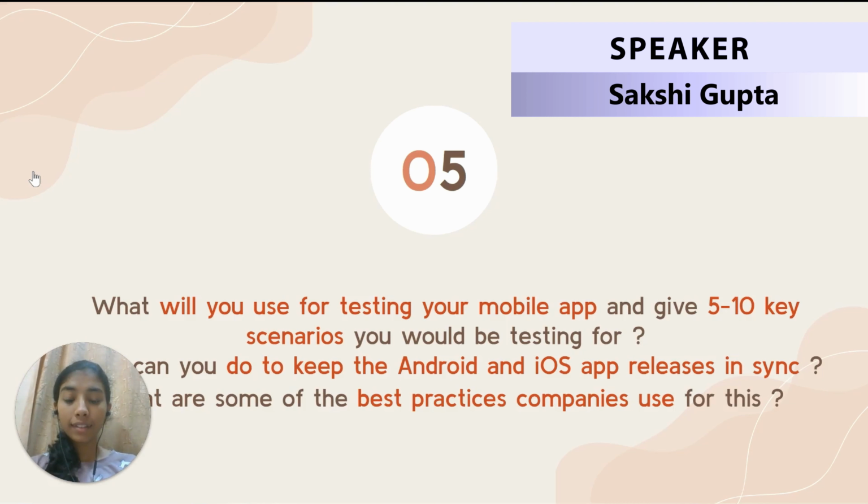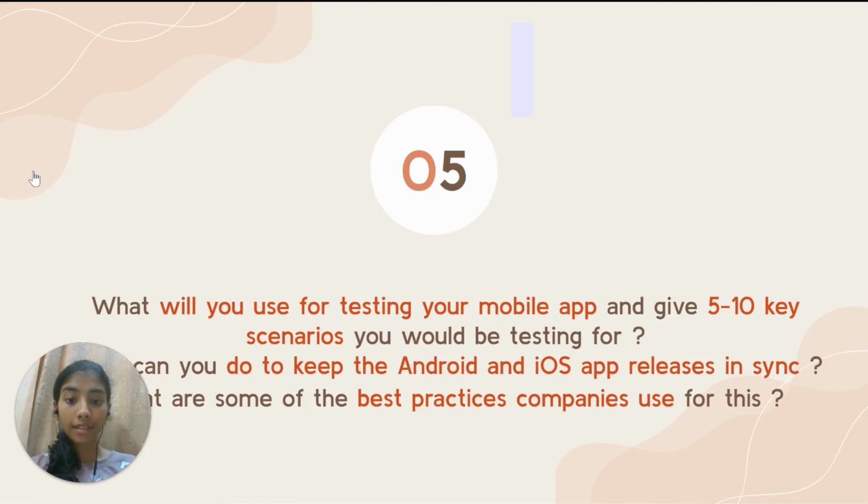Now, we would like to take the next question: what we'll be using for testing our mobile application, and give 5 to 10 key scenarios that we would be testing for. Also, we will discuss what we can do to keep the Android and iOS app release in sync, and what are some of the best practices that companies currently use for this.